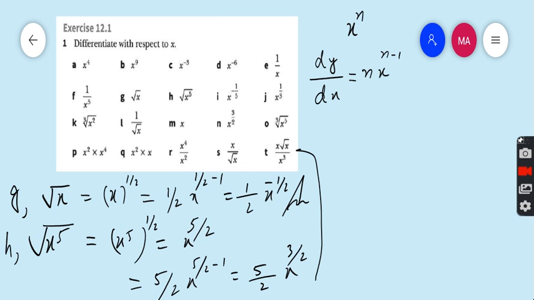Move to part I. x to the power minus 1 upon 5. Write the power first. Subtract 1 from the power.